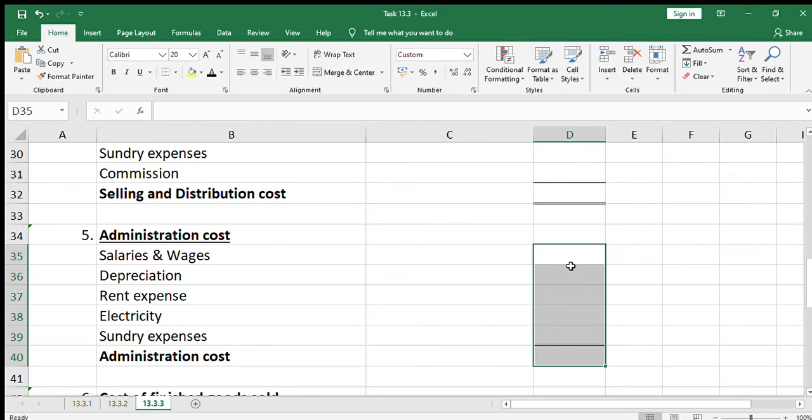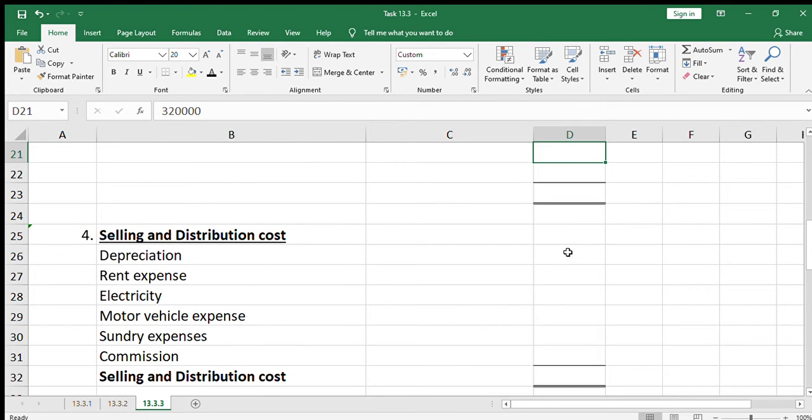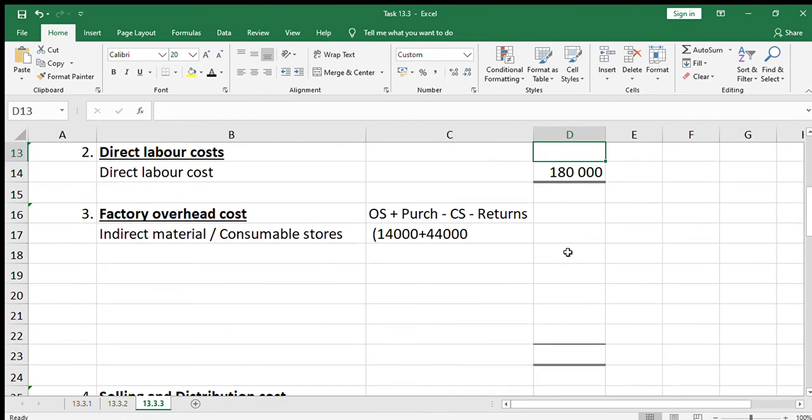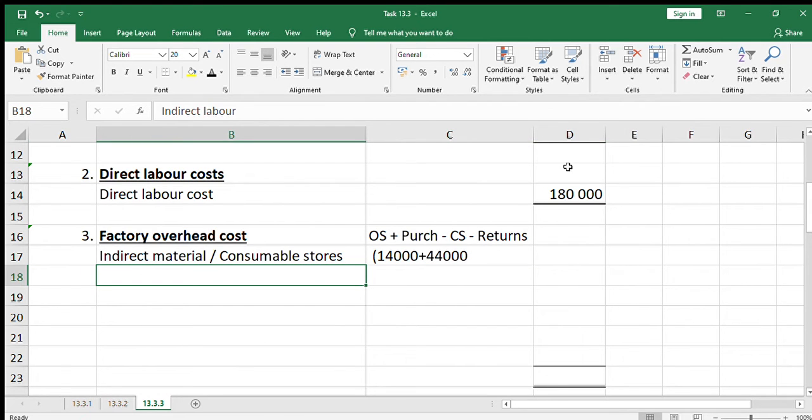Okay, so for salaries and wages here, we're going to have 80,000. Okay, and it says 80,000 was administration expenses, and the balance was indirect labor costs. Now, indirect laborers are those workers who work in the factory but who are not responsible for making the products. So indirect labor is always part of factory overheads, and I'm sure you remember this from last year.